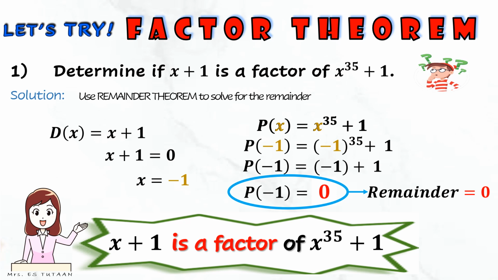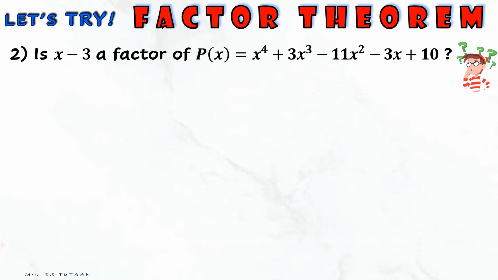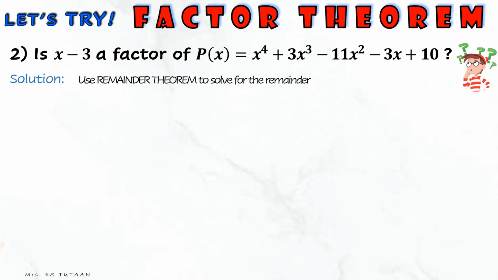Okay, let's proceed to problem number 2. Is x minus 3 a factor of p of x equals x to the 4th plus 3x cubed minus 11x squared minus 3x plus 10? To solve this, again we will use the remainder theorem to get the value of our remainder, if there is any. Our divisor is x minus 3, so equate that to 0 and solve for x. The value of x is positive 3.